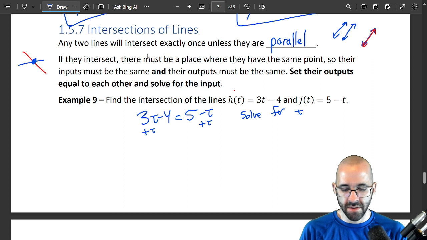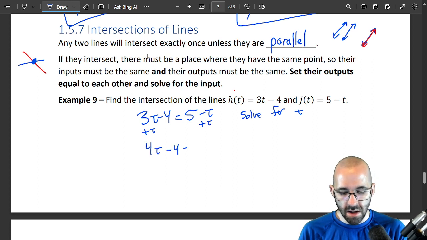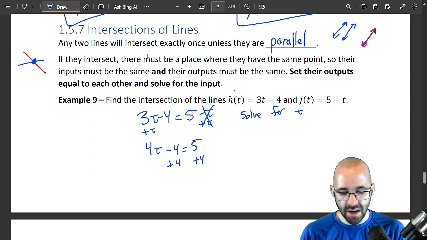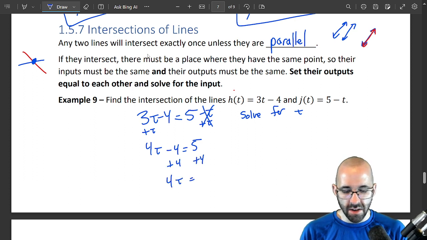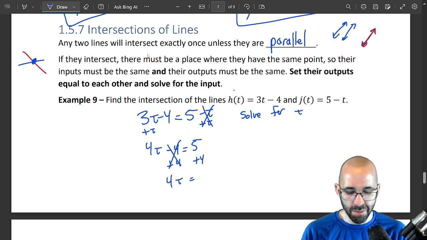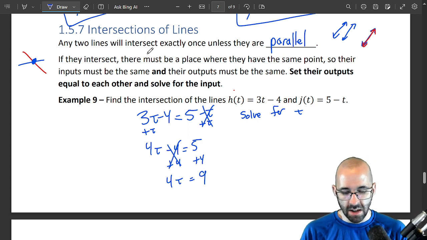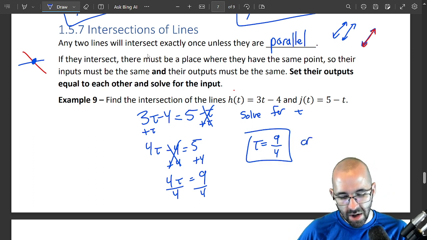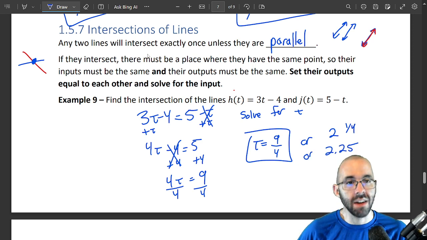On the left-hand side, we have 3t and another t. Now we have 4t. On the right-hand side, they just canceled out. Now we need to get all the numbers on the other side, so we'll add a 4 to both sides. On the left-hand side, they cancel. On the right-hand side, we have 5 plus 4, which is 9. We need t by itself, so divide by 4. We're going to get t as 9/4. That's fully reduced. You could also write that as 2 1/4, or as 2.25. They're all good.